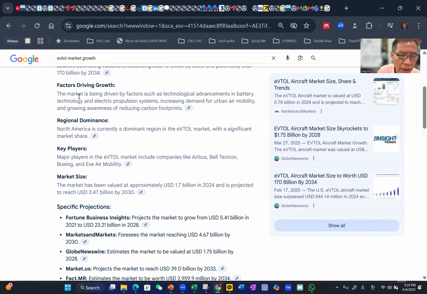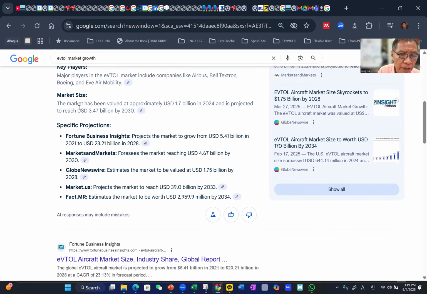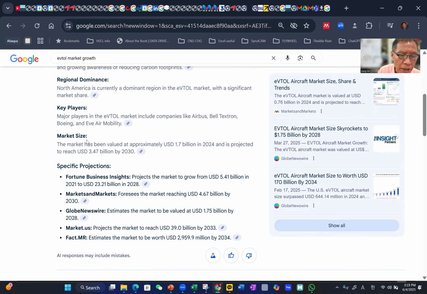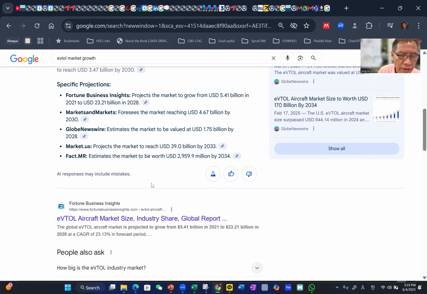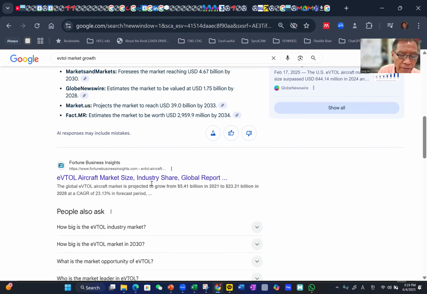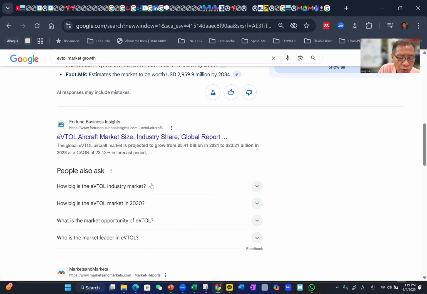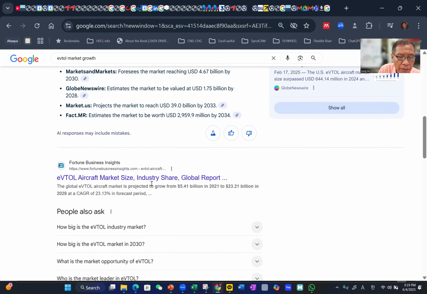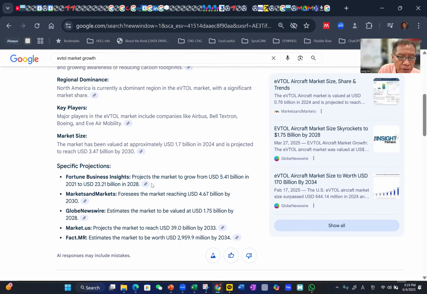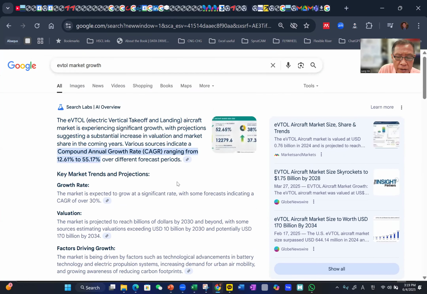And there are several other factors, and the key players and market size and specific projections you can find. I mean, searching information is no problem, but understanding is the one we need to do. Rather than just searching and copying the values, we need to understand what's happening in this eVTOL market.